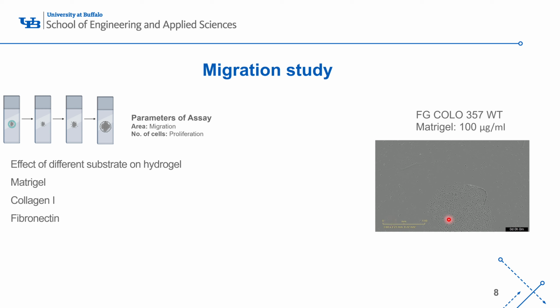Right now it's not able to run this video. But I will tell you the final outcome. The final outcome and the initial outcome remain almost the same for these conditions, that is FG colo 357 cells and the material at 100 microgram per ml. And this experiment was done in this case for about 6 days.